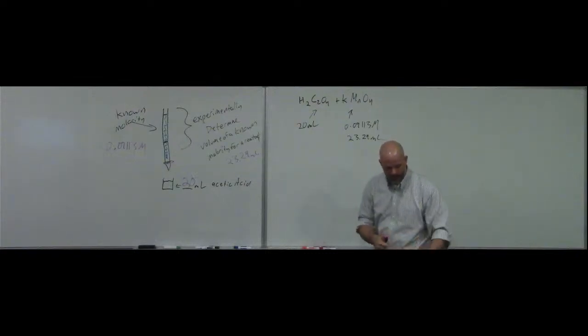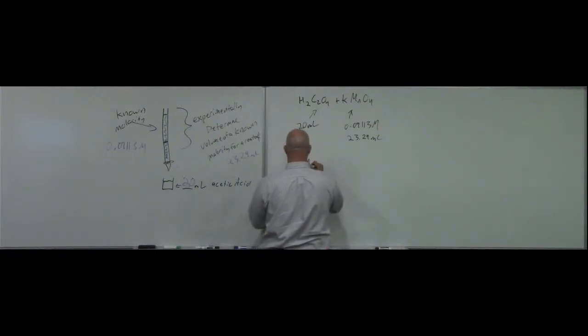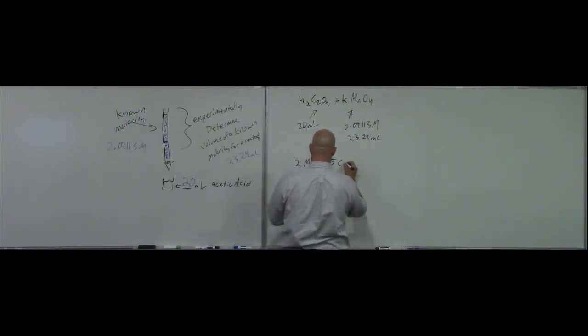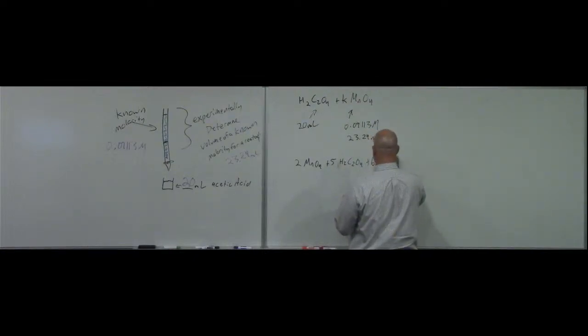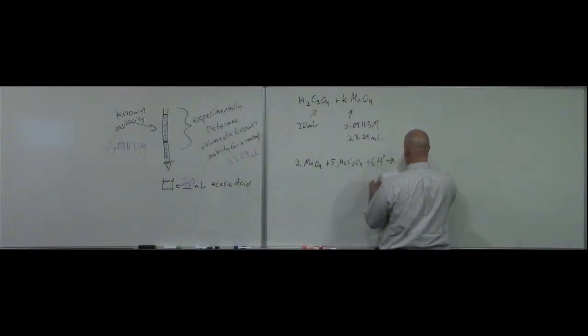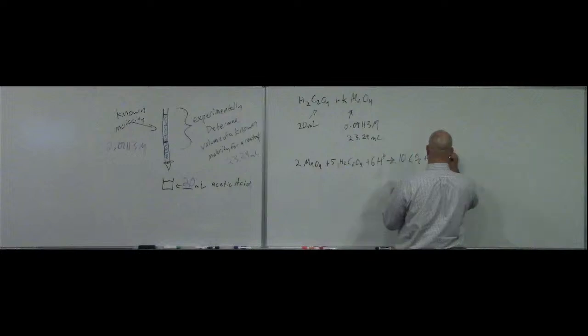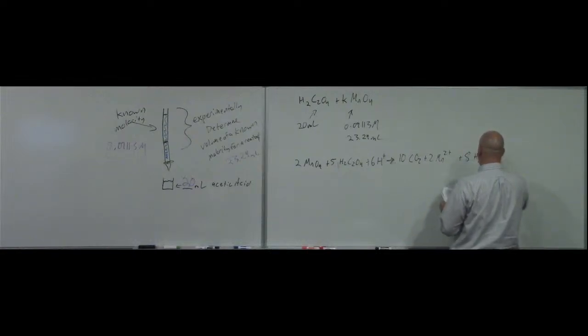My net ionic equation on this is 2 MnO4 minus plus 5 H2C2O4 plus 6 H plus yields 10 carbon dioxide, 2 Mn 2 plus ions, plus 8 waters.